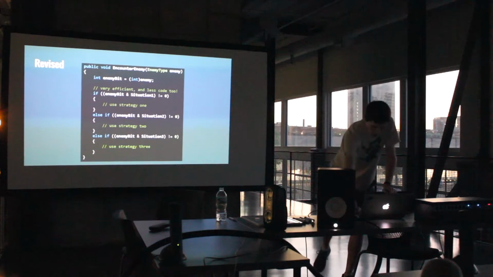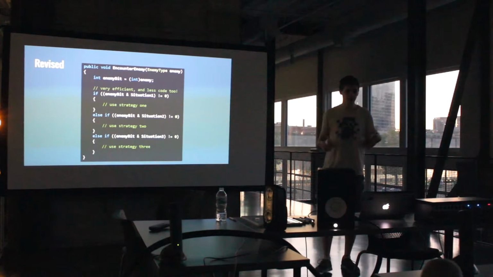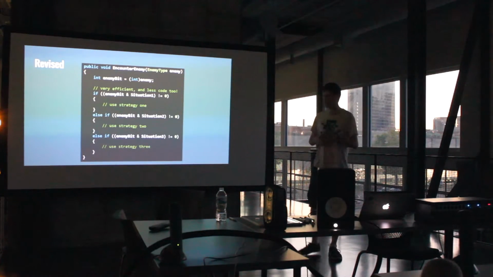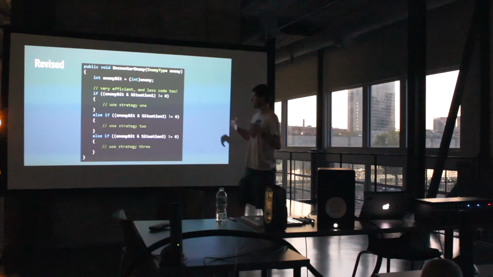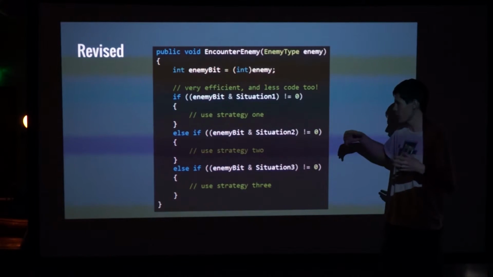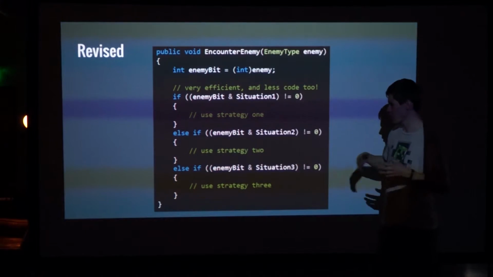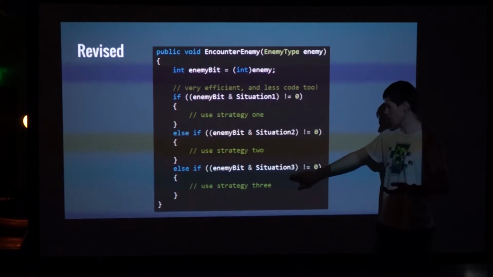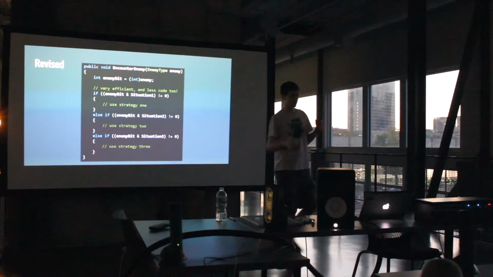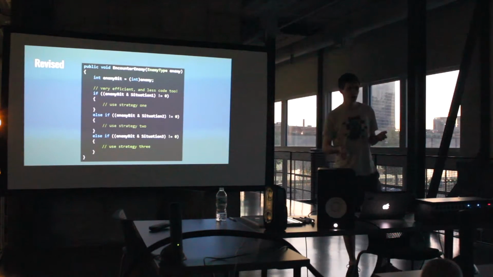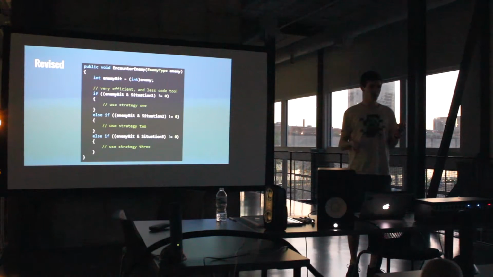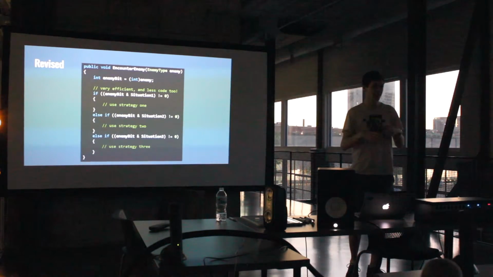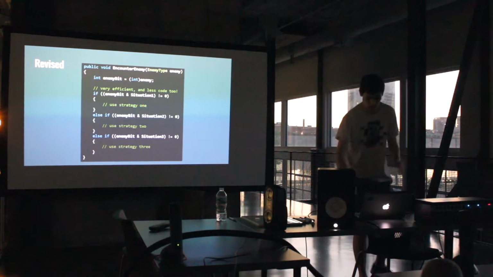Okay, when you do that, then your encounter enemy function becomes a little bit simpler. All you have to do is compare the enemy that you're looking at with situation 1, or compare it with situation 2, or compare it with situation 3. Something about that is that in a computer, that's like a single instruction on the processor that happens almost instantly. So that's cool.